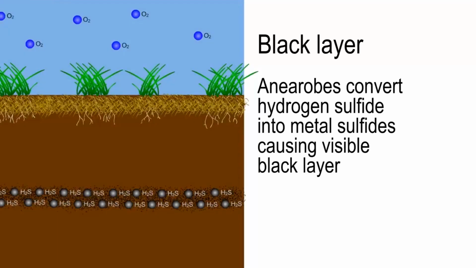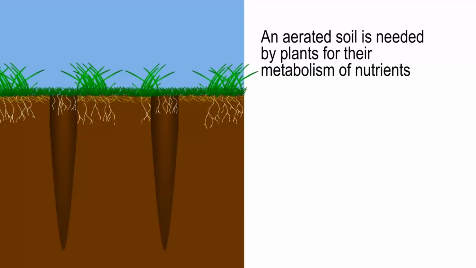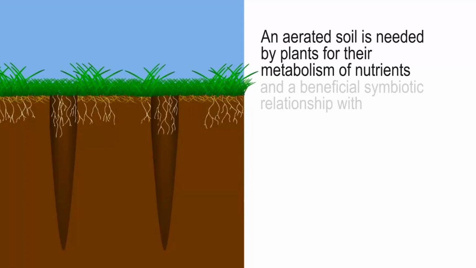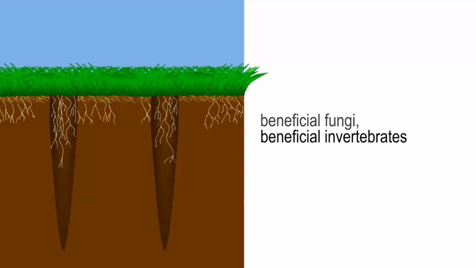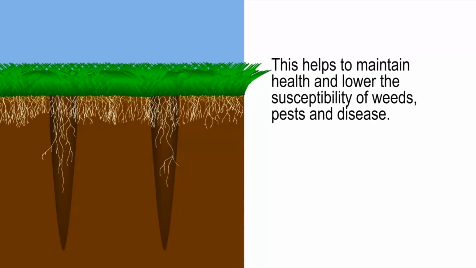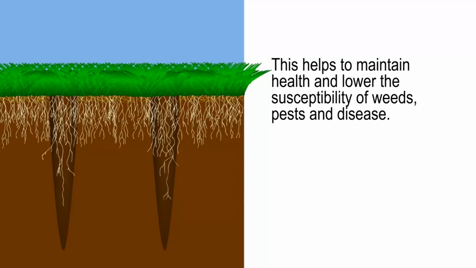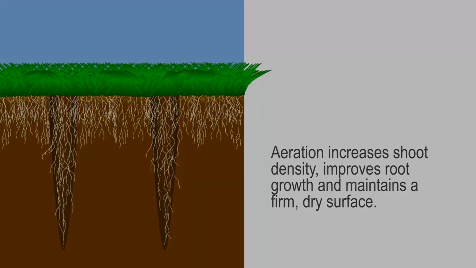If the toxic gases are left in the soil, the effect is a build-up of anaerobes, converting hydrogen sulfide into metal sulfides, staining the soil, causing the visible black layer. An aerated soil is needed by plants for their metabolism of nutrients and a beneficial symbiotic relationship with beneficial fungi, invertebrates and bacteria. This helps to maintain health and lower the susceptibility of weeds, pests and disease. Aeration increases shoot density, improves root growth and maintains a firm dry surface.